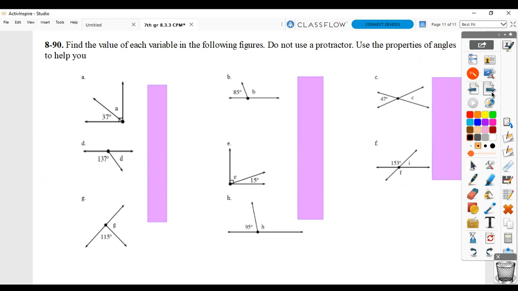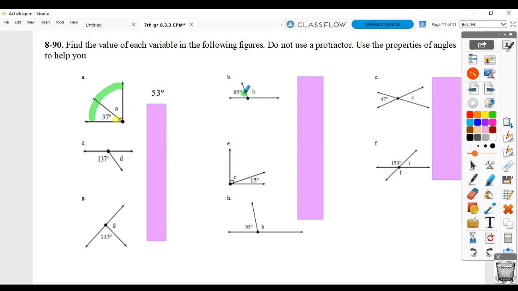Then for 890, they want you to find the value of these variables. You're not using a protractor. Instead, you're using your properties of angles. So for example, for A, if this angle is 37 degrees, and we know this entire thing is 90, 90 minus 37 means that angle A must be 53 degrees.